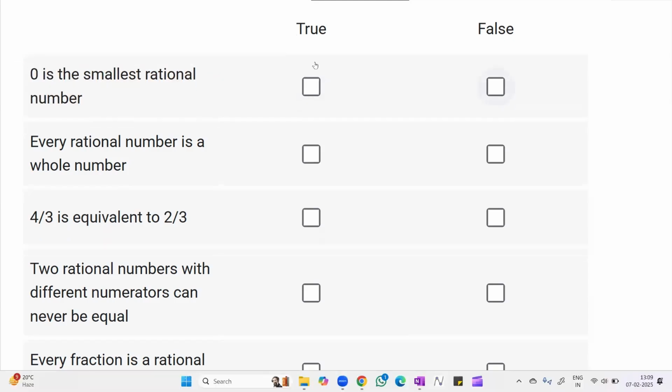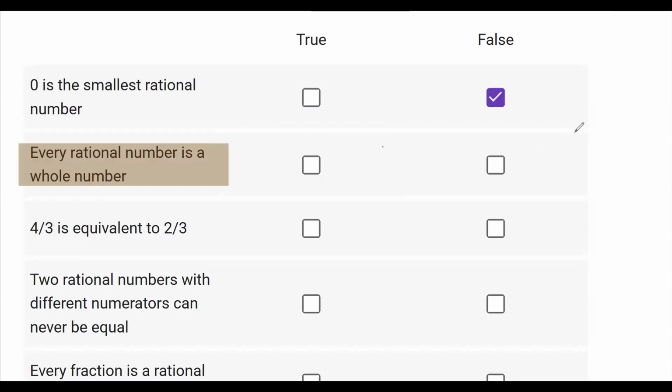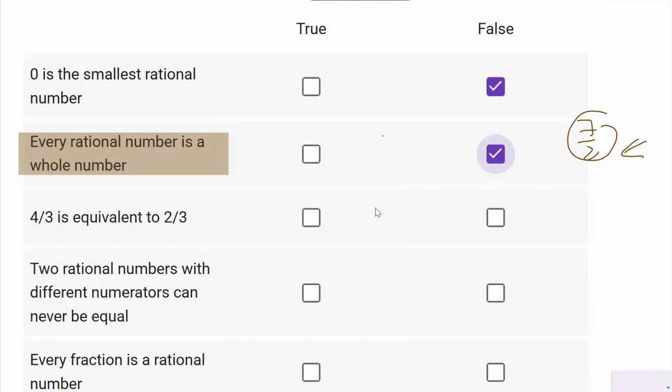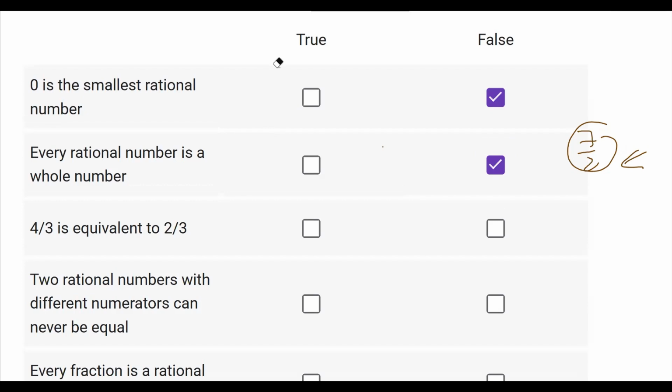Now the next one is, every rational number is a whole number. We know that no, every rational number is not a whole number, as 7/2 is a rational number, but this is not a whole number, right? So we'll say that this is again a false statement.